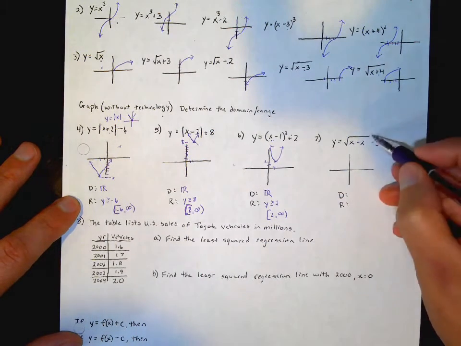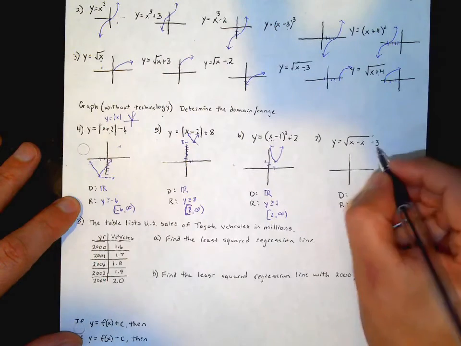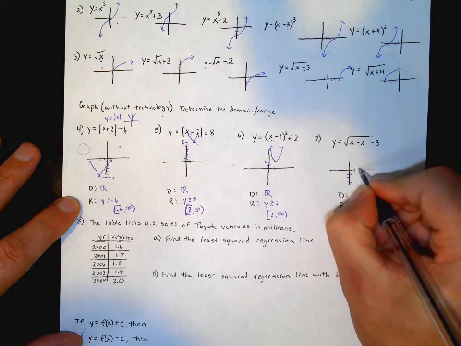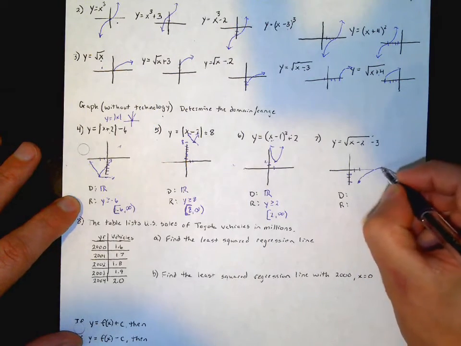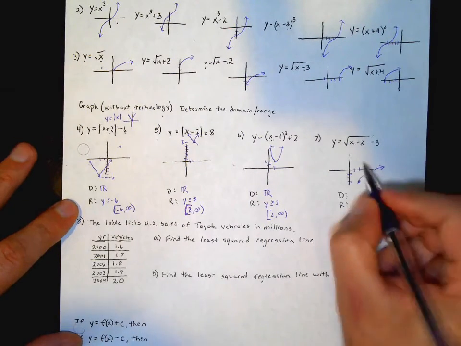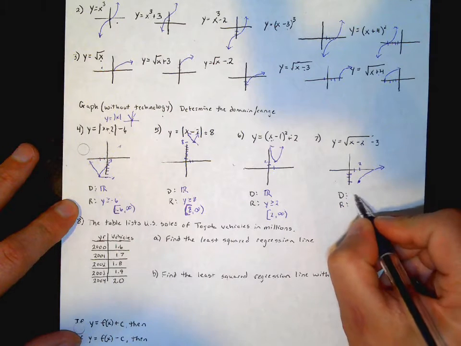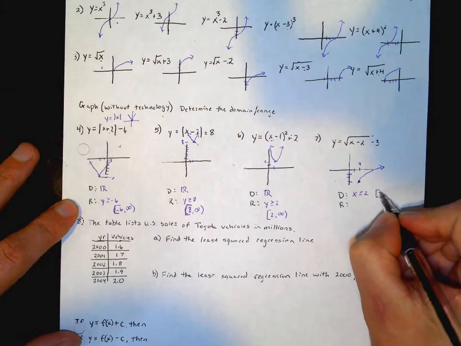Okay, square root. Remember what that one looks like. Minus 3 shifts it down 3. Minus 2 shifts it right 2. So there is that point. And it would open up like this. So domain, looks like I don't have any x values until here at 2. So my x would be greater than or equal to 2, or from 2 to infinity.